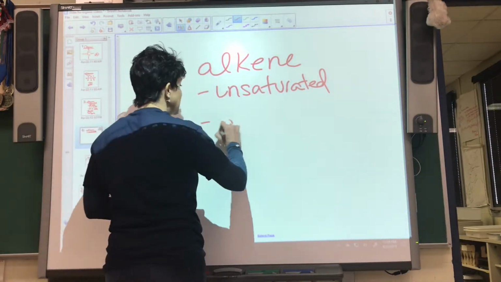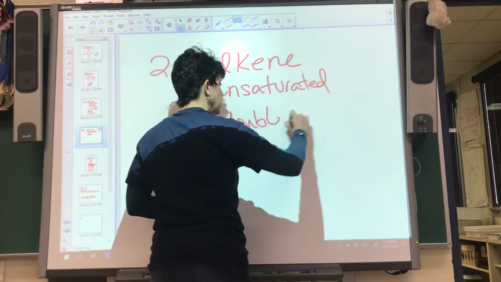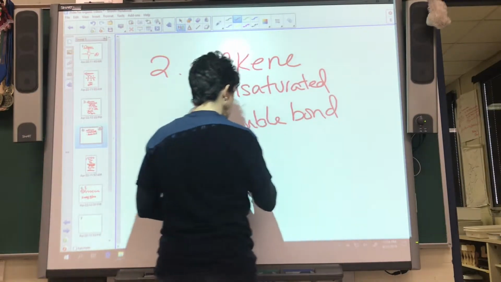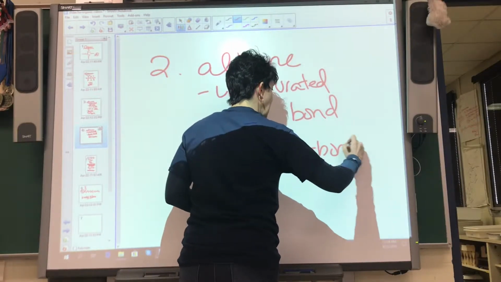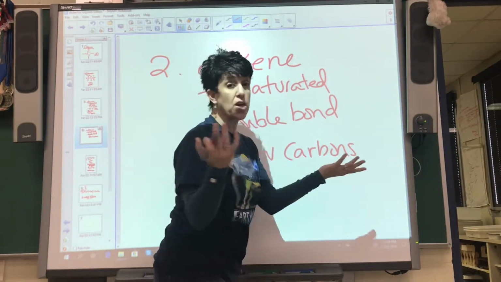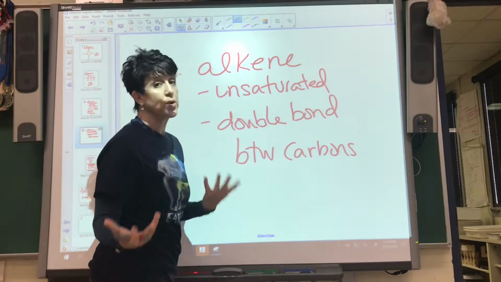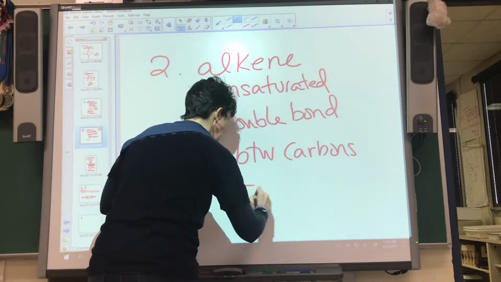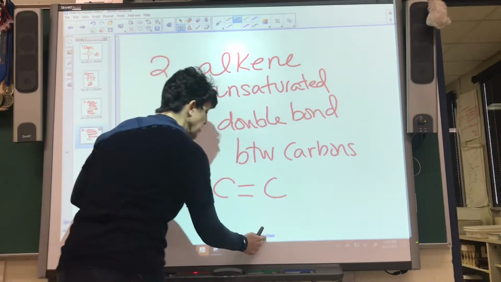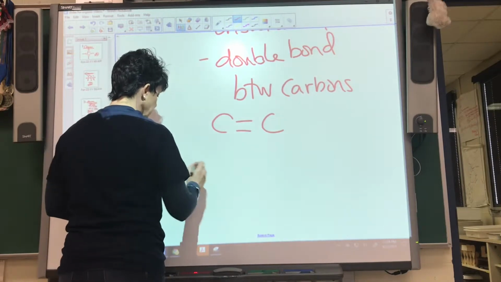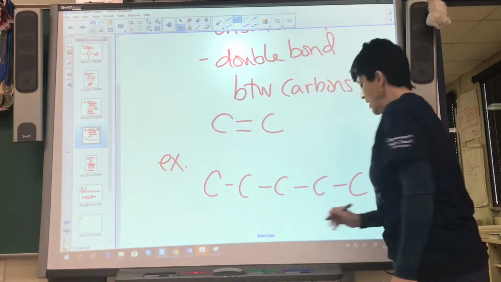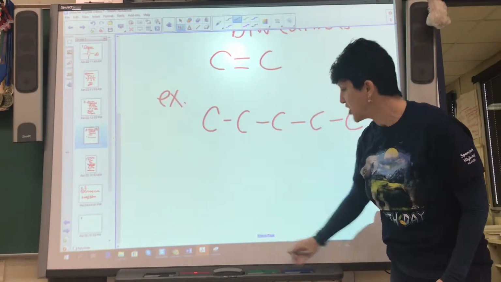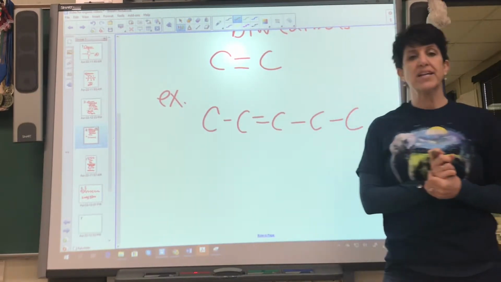It has a double bond between carbons. And you really only have to have one. You could have multiples, but every one that we do in Regents chemistry has one double bond. So it looks like that. So let's do an example. Let's have 5 carbons in our chain, and let's put the double bond right there.